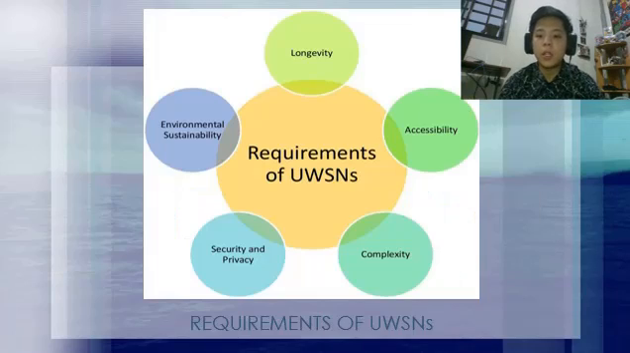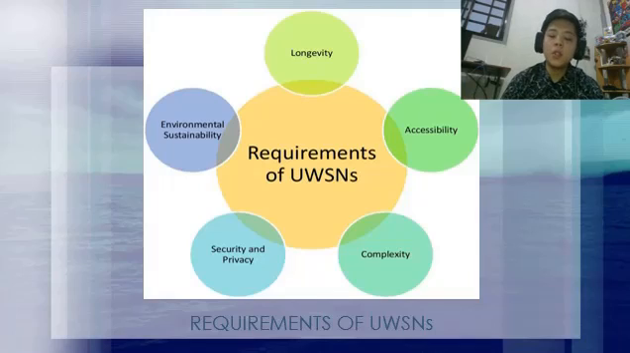So these are the requirements of UWSNs, or underwater wireless sensor networks. We have five of them: longevity, accessibility, complexity, security and privacy, and environmental sustainability. Longevity has a significant impact on the cost, time, maintenance, and task of performing underwater sensor nodes. It is crucial for maximizing the network lifetime, especially for mobile sensor node operations.